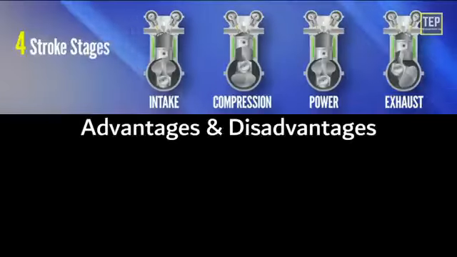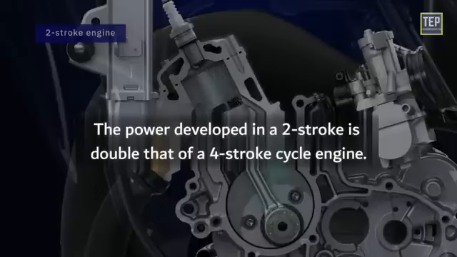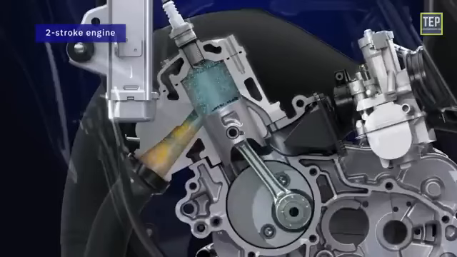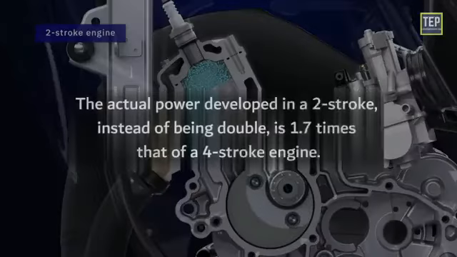Now let's look at the advantages and disadvantages of the four-stroke engine over the two-stroke engine. The power developed in a two-stroke is double that of a four-stroke engine. Due to shortening of the effective stroke length of the piston, and due to the fact that the engine has to operate the scavenging pump, the actual power developed in a two-stroke, instead of being double, is 1.7 times that of a four-stroke engine.